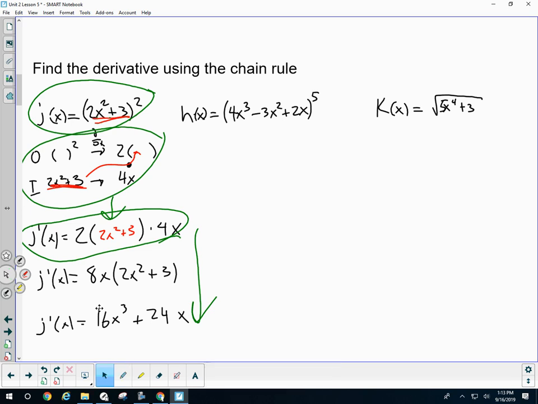Take h especially. You do not want to simplify the derivative of h, but let's see if we can find what the derivative is. Note what the outside and the inside are. Probably write small because this is going to be kind of long. The outside, in this case, is the parentheses to the 5th power. The inside, 4x cubed minus 3x squared plus 2x. Take the derivative, multiply them together.